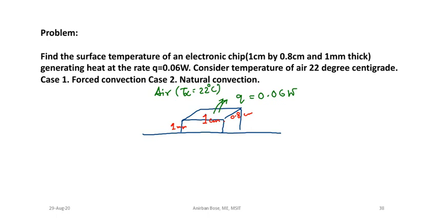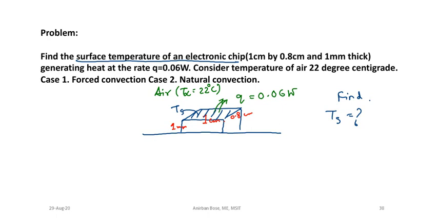So the question is, if you know the geometry, if you know this is the air, and if you know the heat generation rate by the chip, then find out the surface temperature of the electronic chip. So the question is, you have to find out what is Ts. This is what you have to find out.